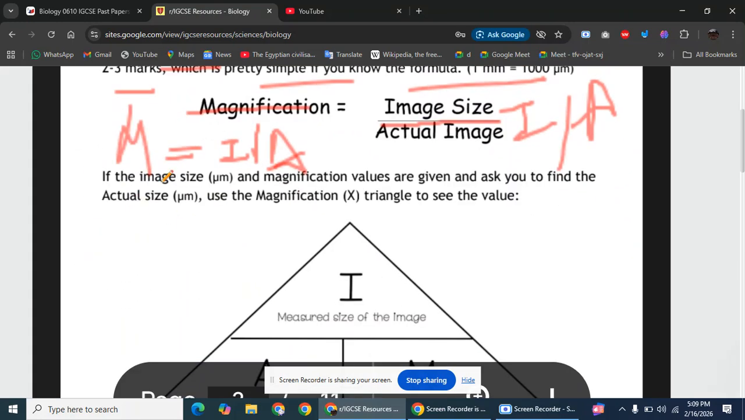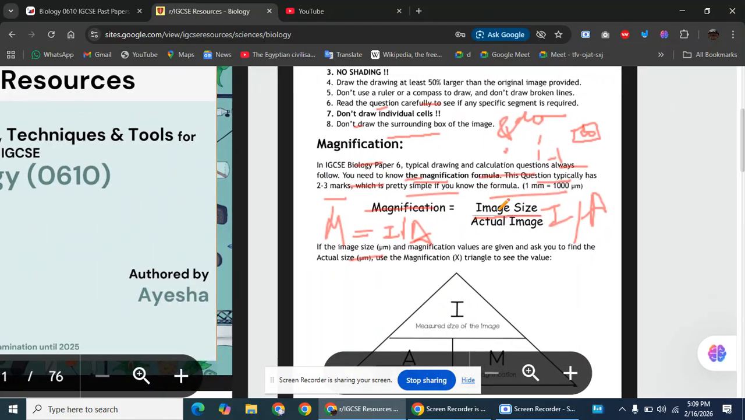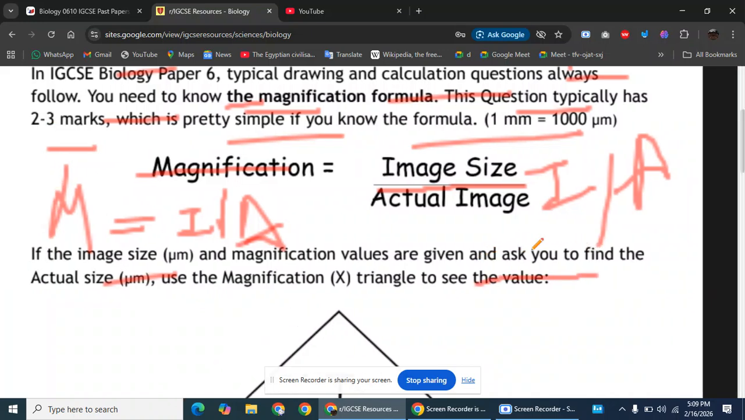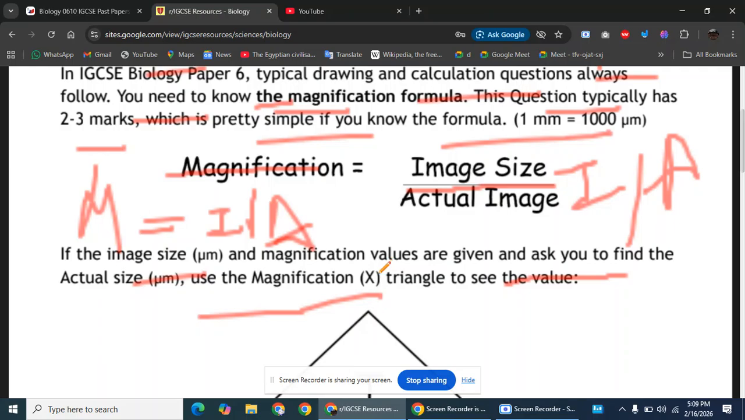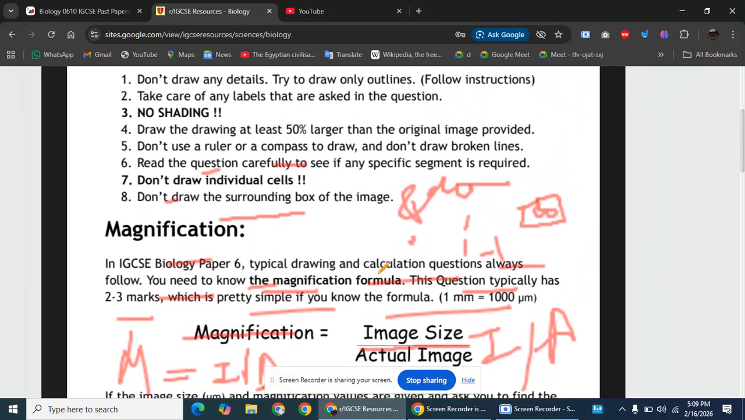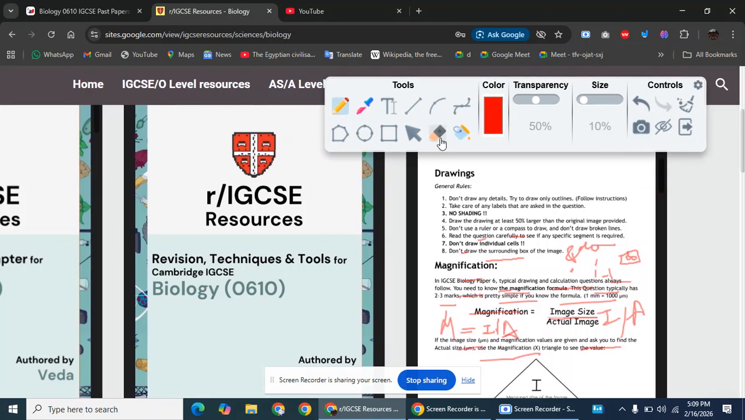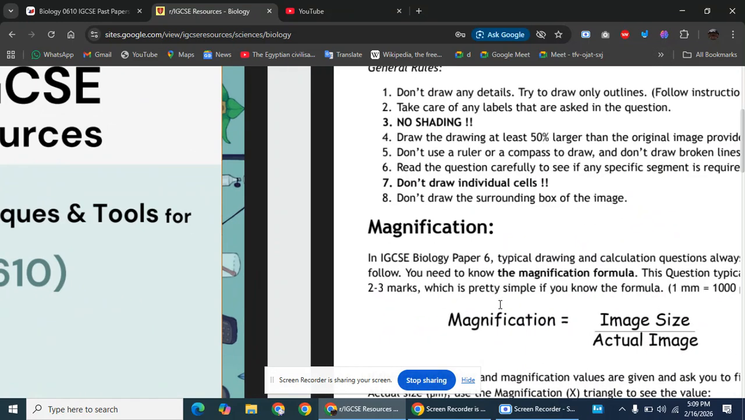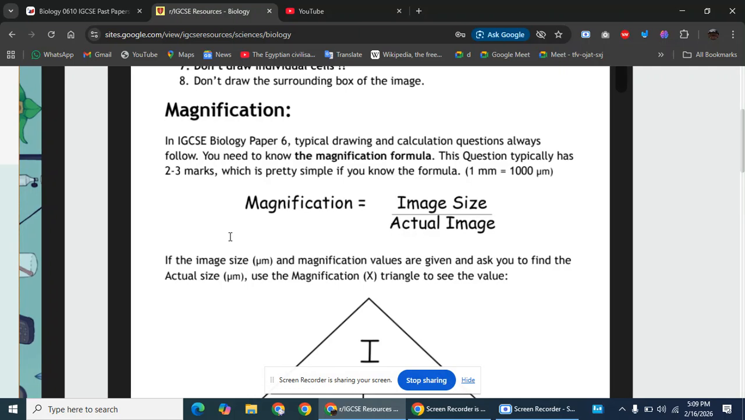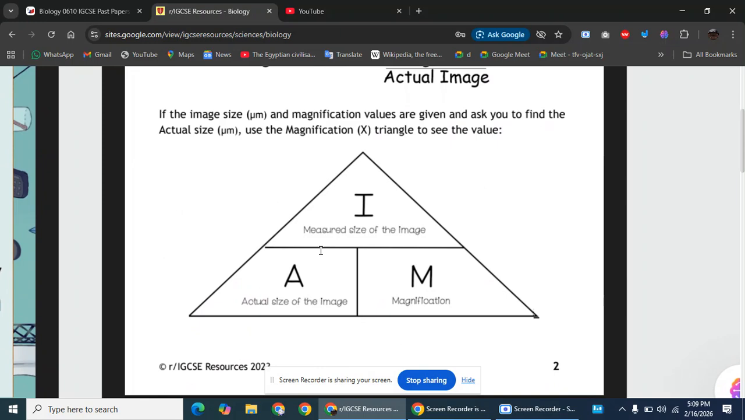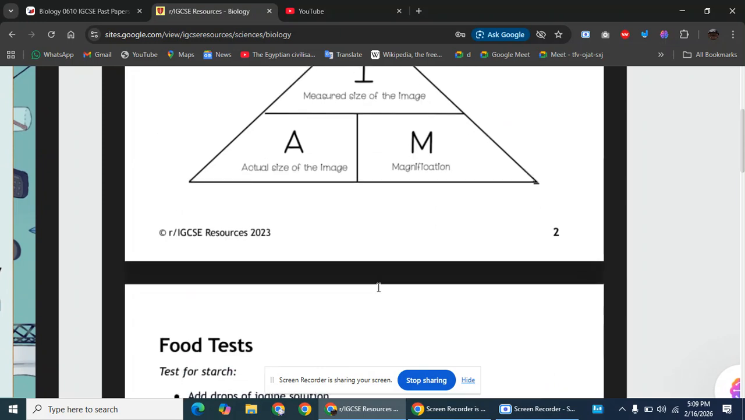Next, if the image size and magnification values are given and you are asked to find the actual size, you use the magnification triangle formula. Let me just show you. If the image size and the magnification values are given, you ask yourself what you need to find. And this is a triangle by which you can just hide what you need to find and use that formula. I, A, M. Okay, it's just like that.